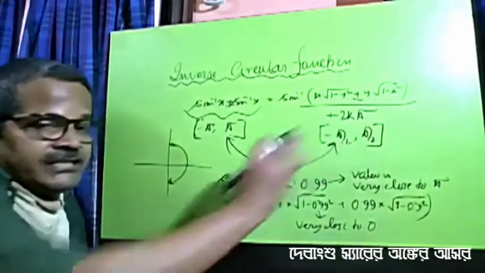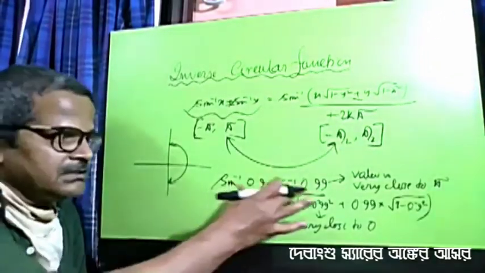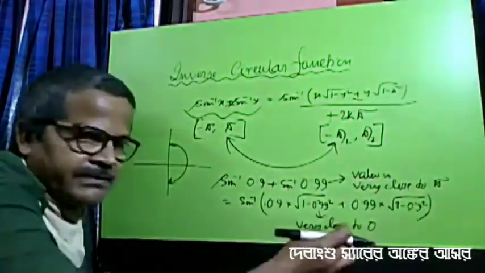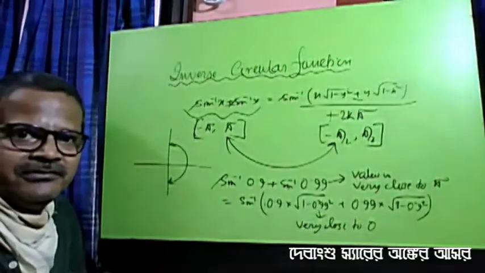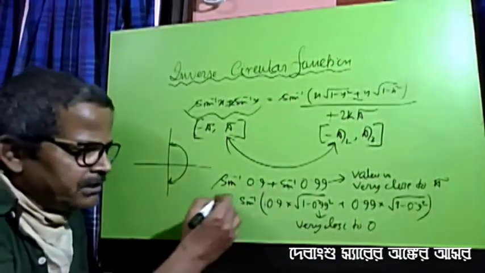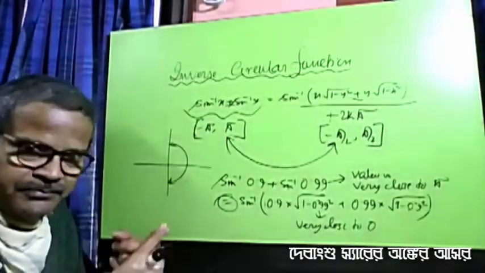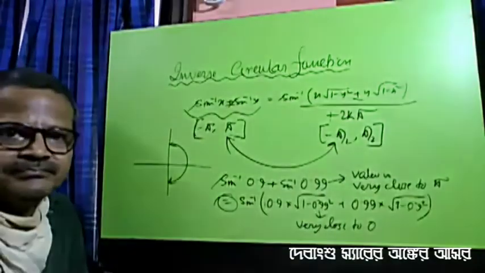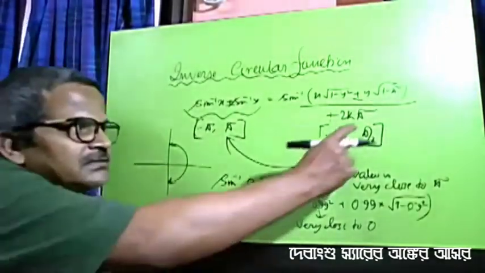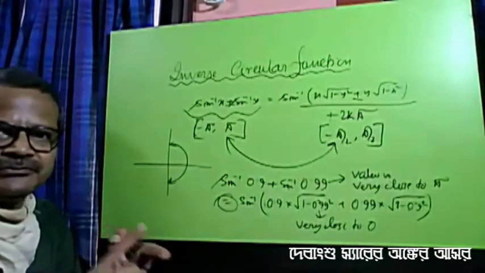That's why this adjustment is needed, because this value is very close to pi and this value is very close to 0. But you have put an equal sign, so you have to tally these two. And this 2k pi will help you to tally this.